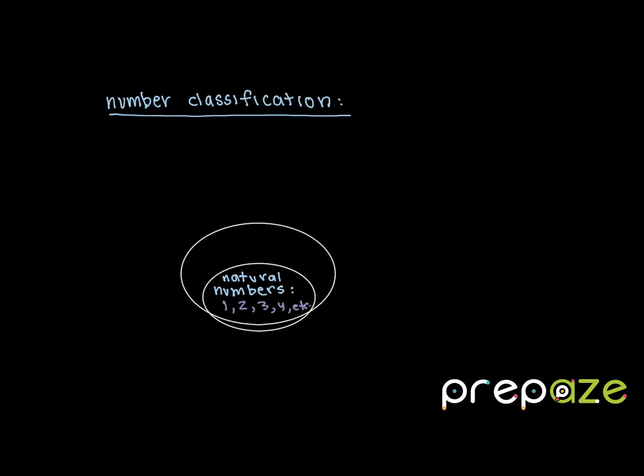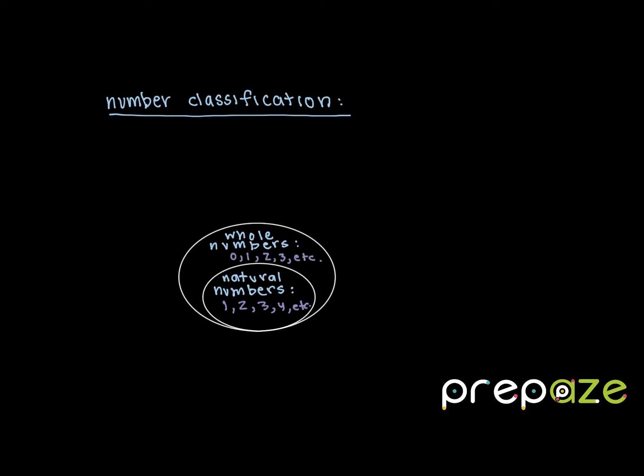Next, we're going to be looking at a group that we call whole numbers. Whole numbers are very similar to natural numbers. The only difference here is now we are going to be including the number 0. So whole numbers will be 0, 1, 2, 3, and so on and so forth.